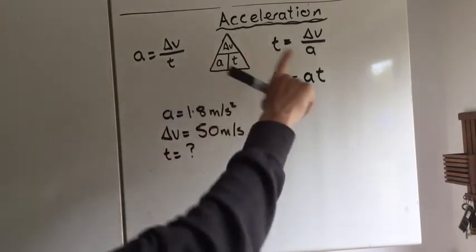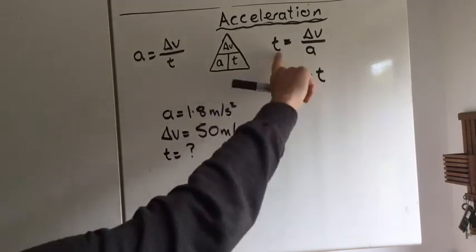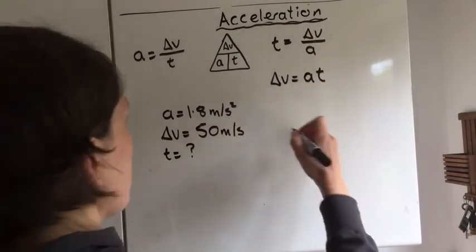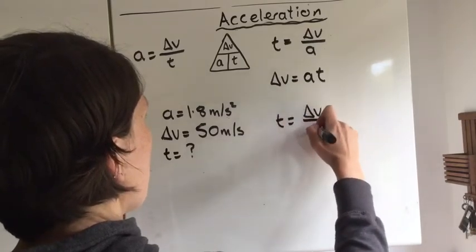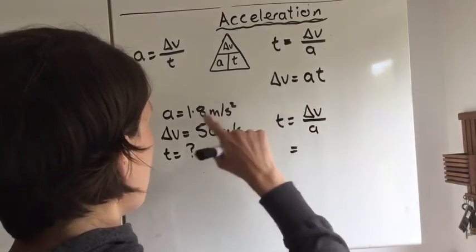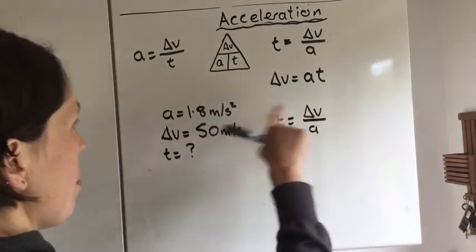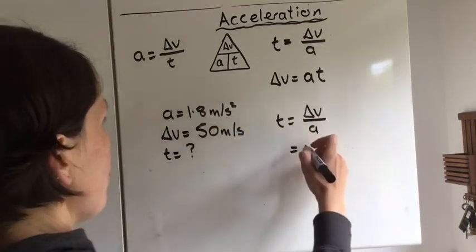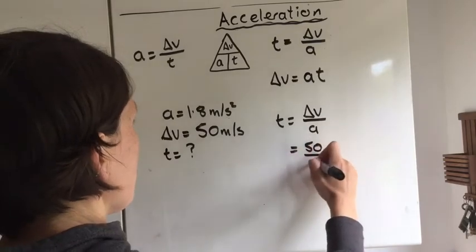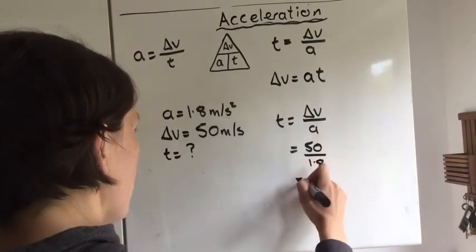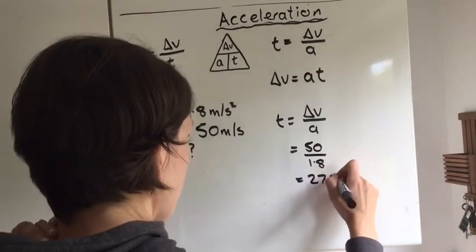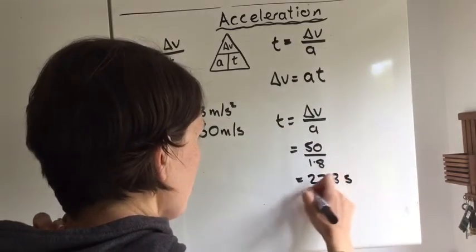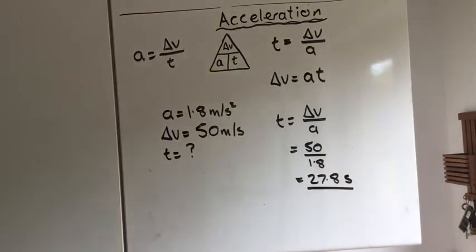So we need to look at which version of the formula we want to use. So time is change in velocity divided by acceleration. So t equals change in velocity over the acceleration. Replace the numbers with the ones that match up. So change in velocity is 50 divided by 1.8. 50 divided by 1.8 is 27.8, and it's a time, so it's measured in seconds. Again, make sure you remember the units.